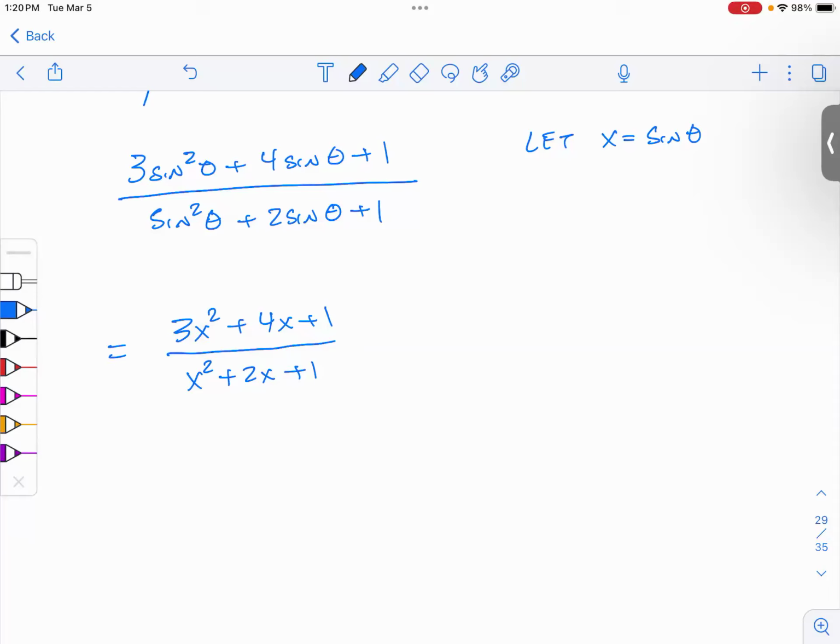Then, all right, now I'm looking at a quadratic. So how should we factor these? What approach? The diamond. All right, we just talked about it. And I can do this for both the numerator and the denominator.